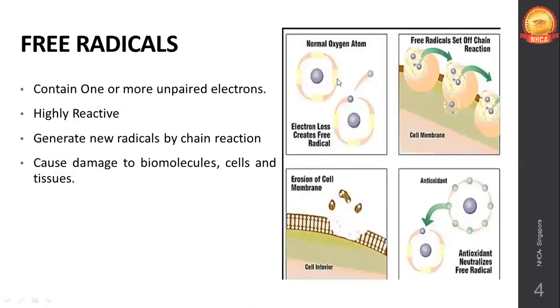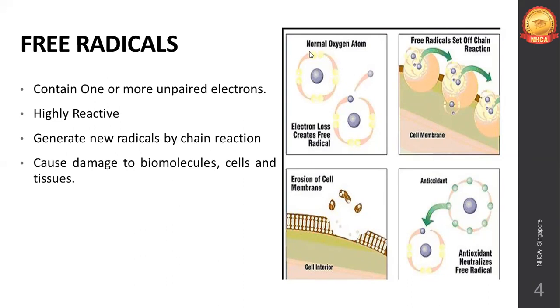So, free radicals. These are atoms that have lost their electrons. They are unstable. They contain one or more unpaired electrons. Unpaired electrons means they are seeking new electrons to come and join them so that stability can be formed, a stable situation for the atom. So this is what a free radical is. They are highly reactive, and they will generate new free radicals by chain reaction.